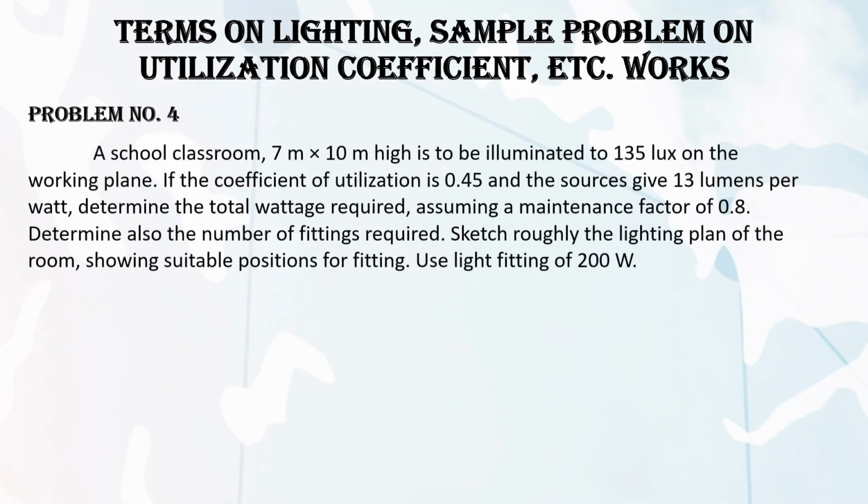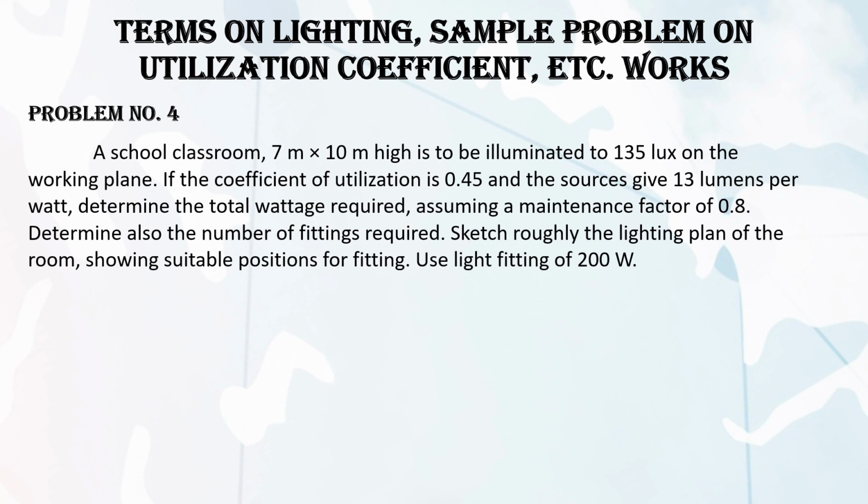Problem number 4 and our final problem. A school classroom 7 meters by 10 meters high is to be illuminated to 135 lux on the working plane. If the coefficient of utilization is 0.45 and the sources give 13 lumens per watt, determine the total wattage required, assuming a maintenance factor of 0.8. Determine also the number of fittings required. Discuss roughly the lighting plan of the room, showing suitable positions for fitting. Use light fitting of 200 watts.